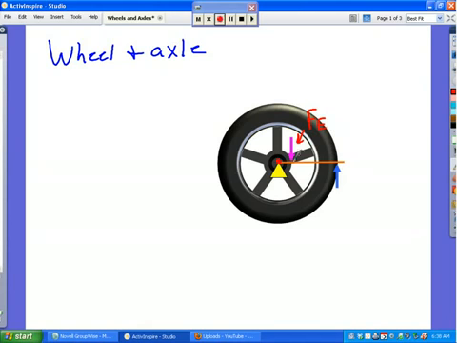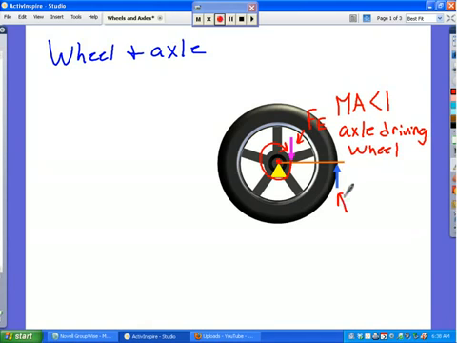the purple will tell me that the axle is driving the wheel. That's going to have a mechanical advantage less than 1, which would mean my blue arrow in this case would be my force of resistance.